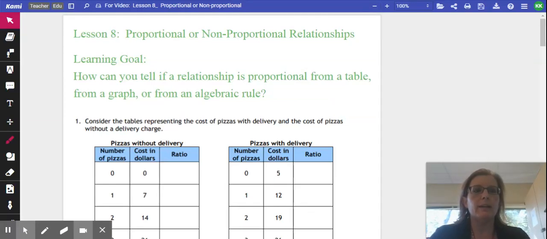Kuklo, and today we're going to take a break from slope and we are going to work on proportional and non-proportional relationships. Though you will see there is a little bit of slope in this skill. Our goal today is to figure out how we can tell if a relationship is proportional, if we are given a table, if we are given a graph, or if we are given an algebraic rule. So we are going to find 3 different ways that we can determine if a relationship is proportional or not.